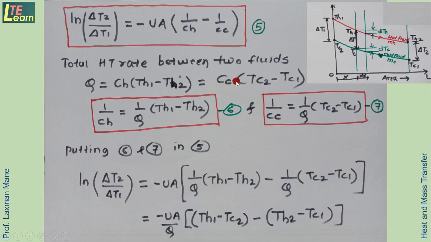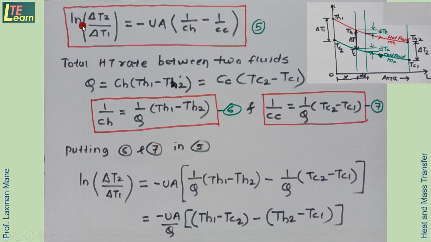Now we will arrange this equation in this way. So we will get these two equations. One will be 1 upon CH is equal to 1 upon Q into TH1 minus TH2, say equation number 6. And the other equation, 1 upon CC is equal to 1 upon Q into TC2 minus TC1, say equation number 7. Now see equation number 5. Here 1 upon CH and 1 upon CC, for these two terms we have equation 6 and equation 7. So substitute these expressions in equation 5.